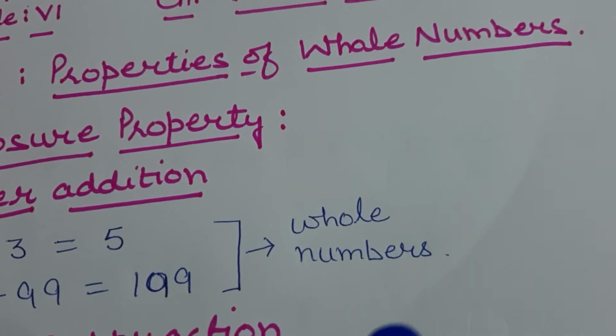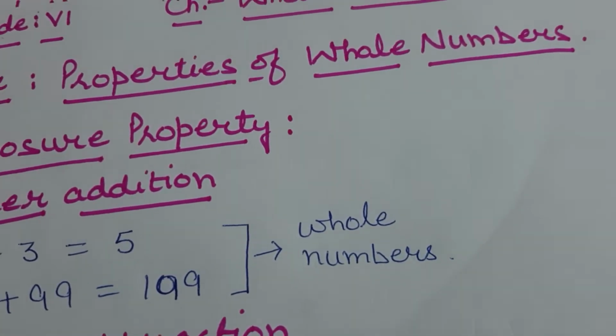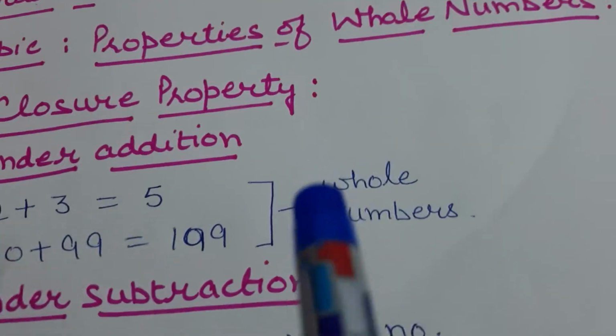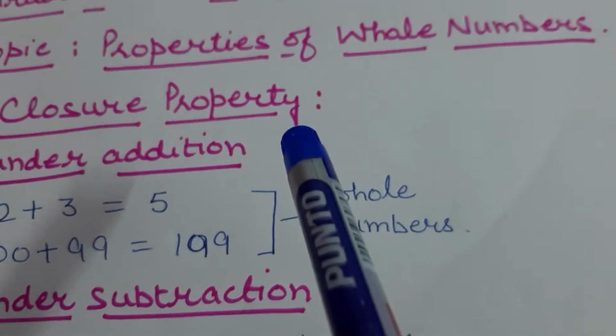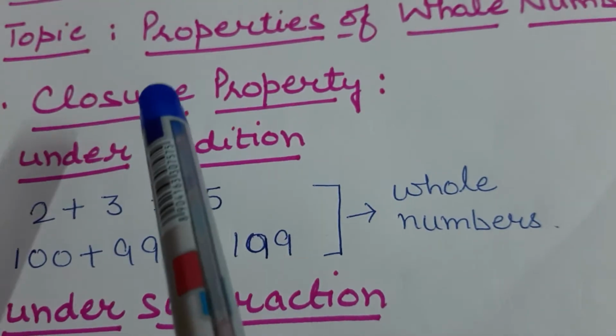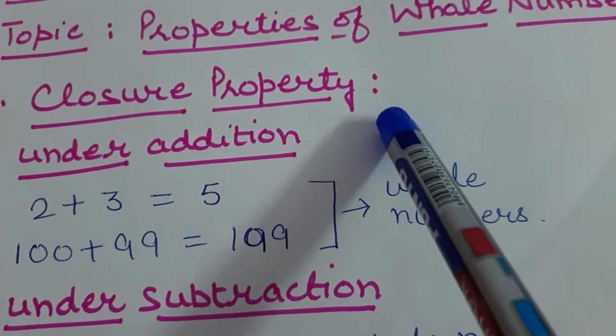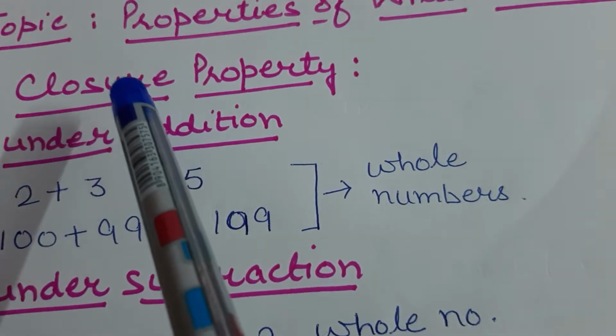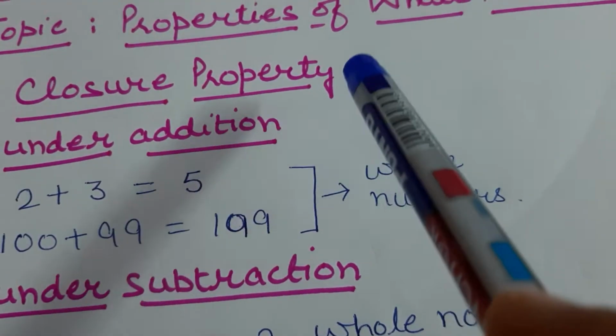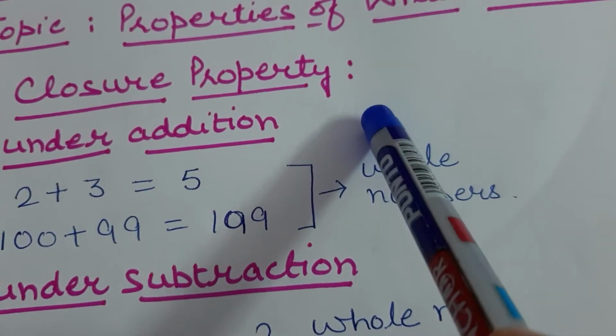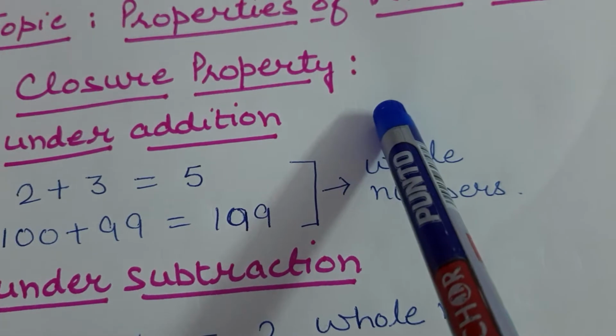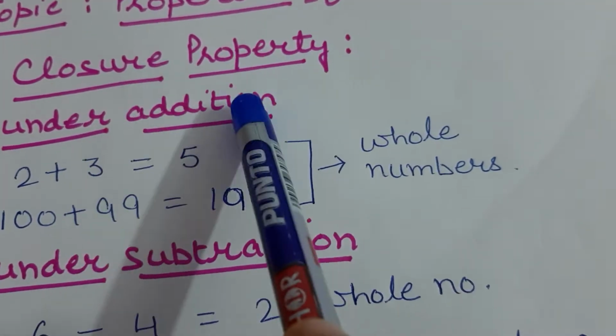What are the characteristics of whole numbers? Today we will discuss only two properties. First is the closure property. Now what is the meaning of closure property? First we will prove it under addition, but first I will tell you the meaning of closure property.